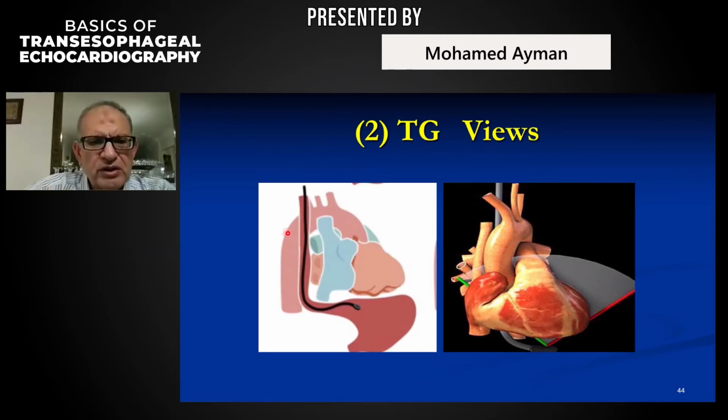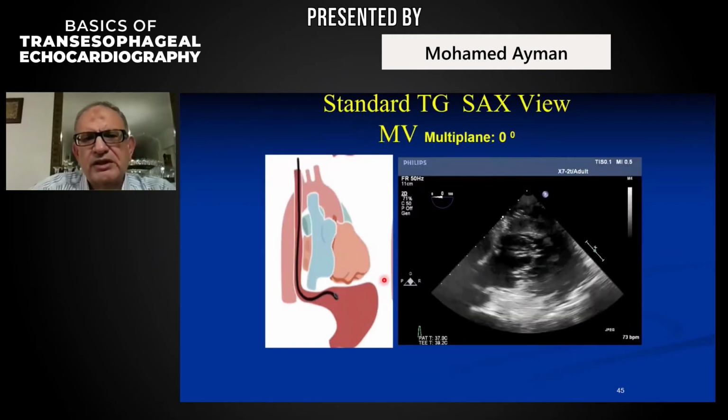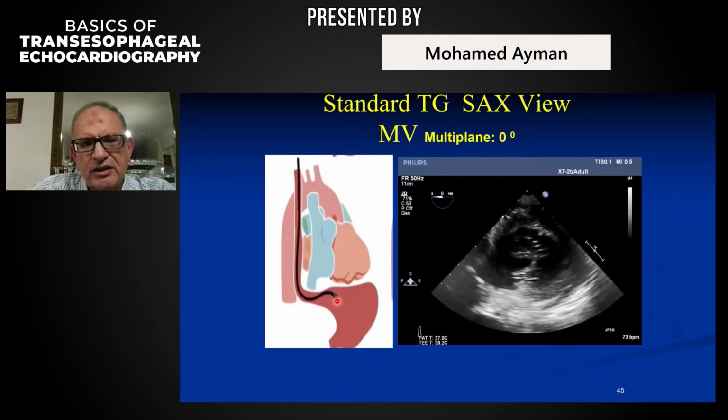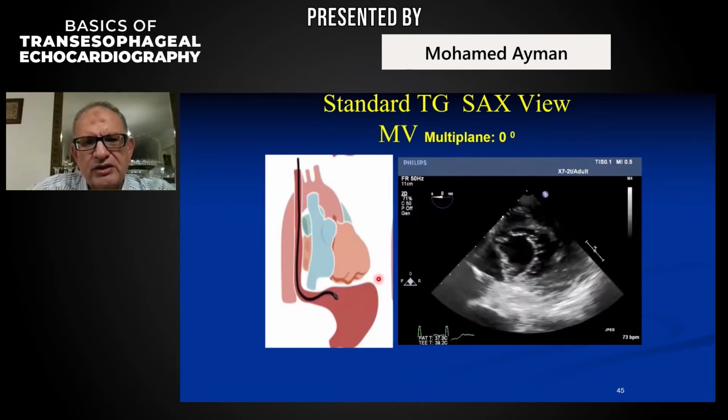Then we are going to introduce our probe deep, cross the cardiac sphincter, and go to the stomach. Here, we are going to view the heart from the stomach, and the inferior wall of the heart is going to be close in the near field of your sector, close to the probe, and the anterior wall of the heart will be in the far field. So this is an example of a transgastric view at 0 degree, as you can see here.